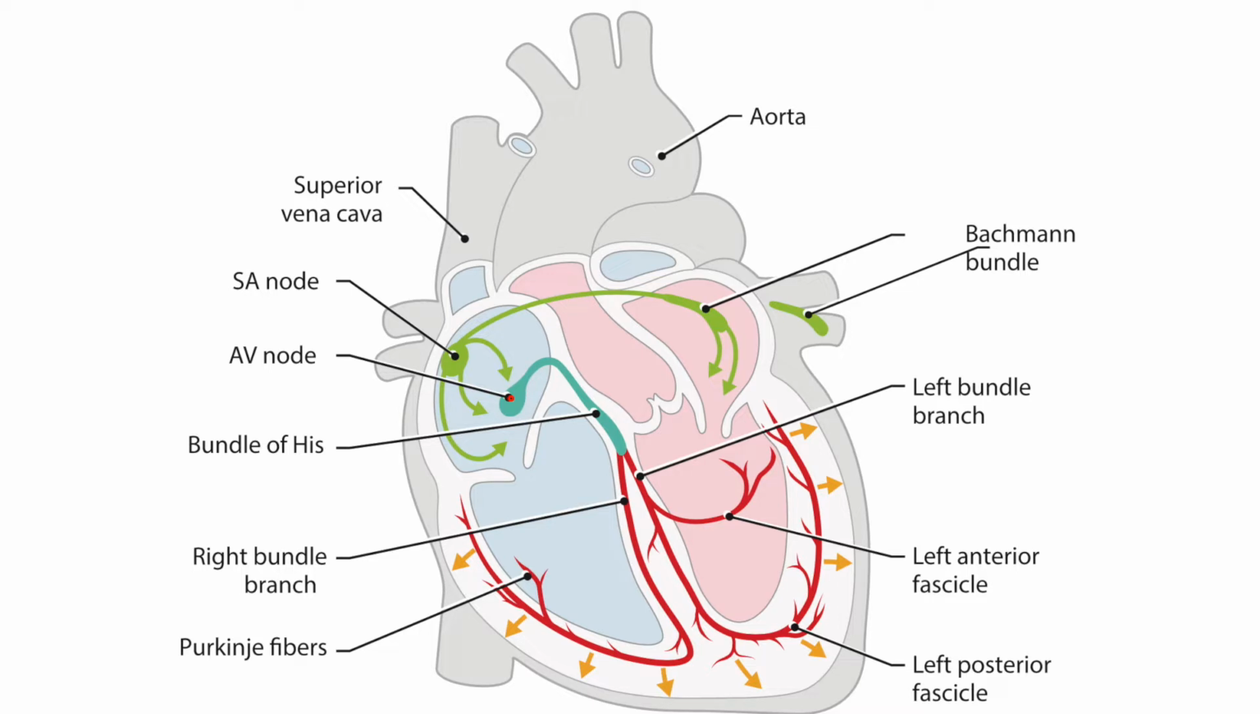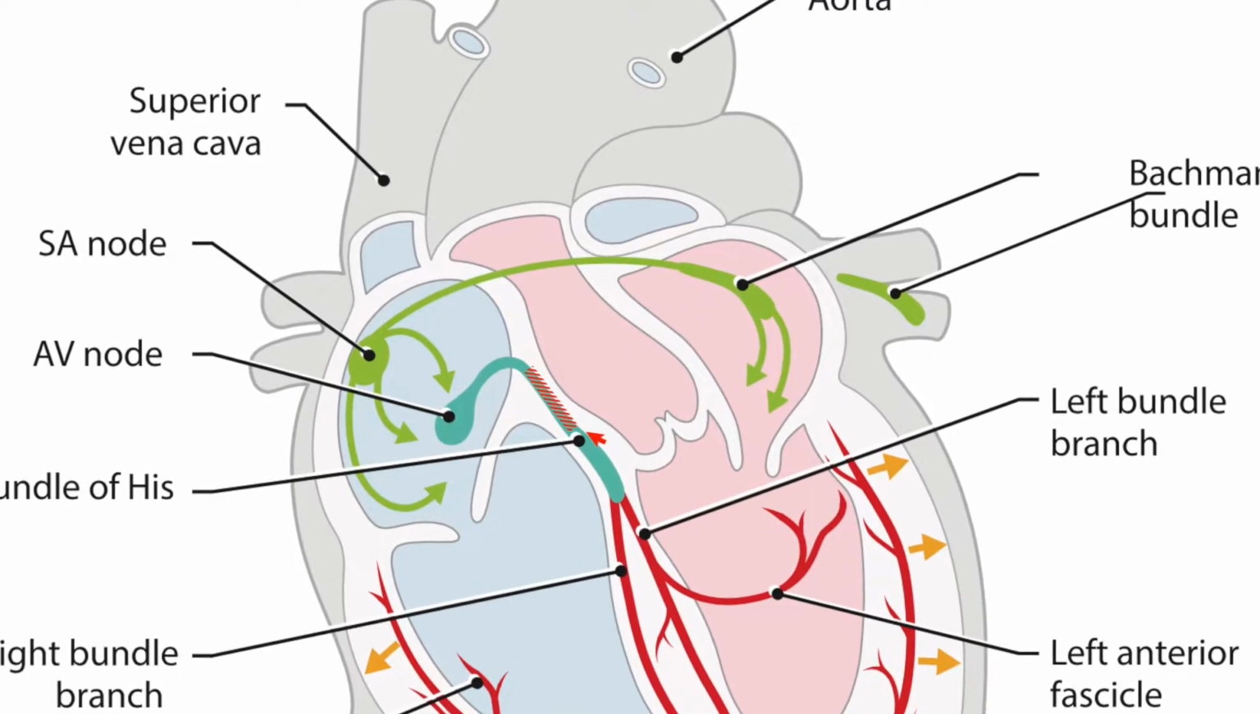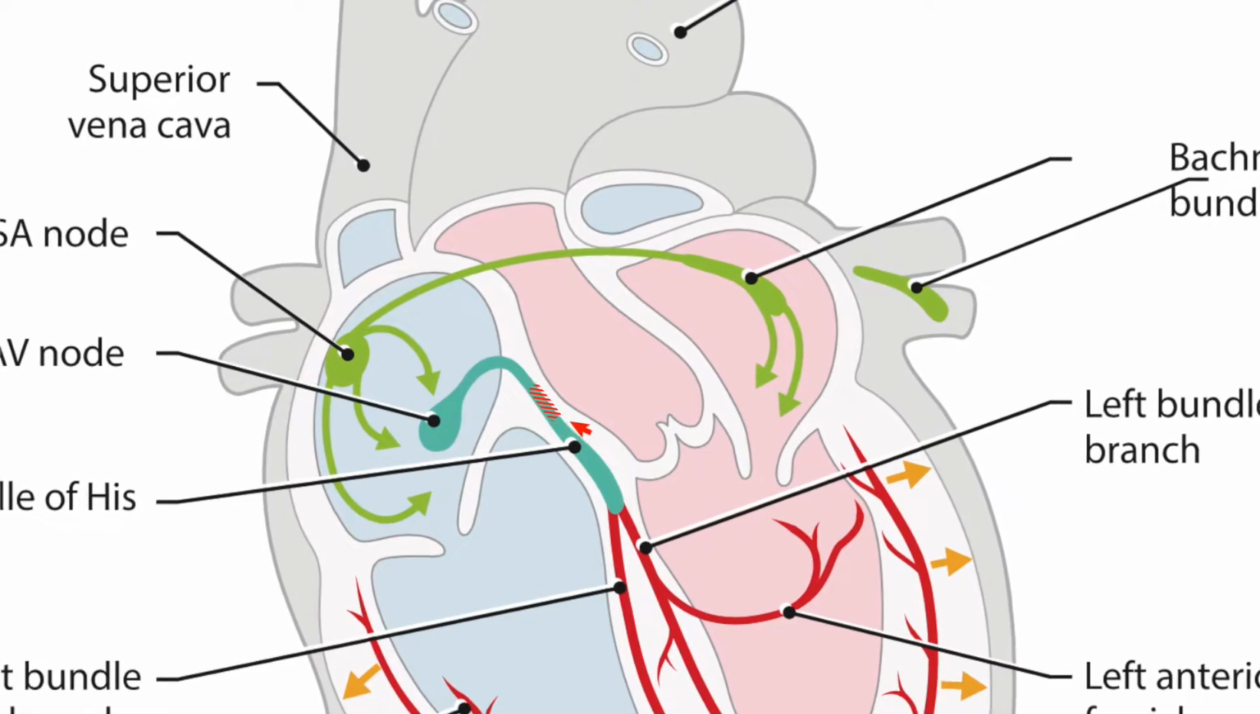The AV node is going to be very important because this is going to be the backup pacemaker of the heart, right? So the AV node is going to lie very close to the SA node, but it's going to be in the junction of the medial wall of the right atrium. So it's going to be in between the area that separates the two ventricles. When the impulses from the SA node reach the AV node, there will be a quite small, very short delay.